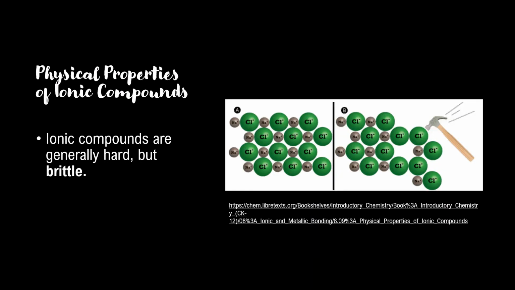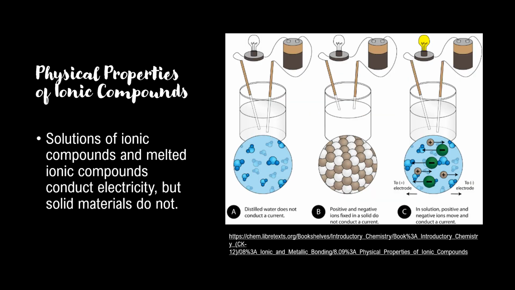Another physical property of ionic compounds is that generally they are hard but brittle. Solutions of ionic compounds and melted ionic compounds conduct electricity, but solid materials do not. So for example, when we dissolve sodium chloride in water, it separates into ions. It separates into a sodium ion, which is positively charged, and a chloride ion, which is negatively charged. That is the reason why it is an electrolyte, or it can conduct electricity. But if these substances are in their solid form, meaning they are not separated into ions, they cannot conduct electricity.